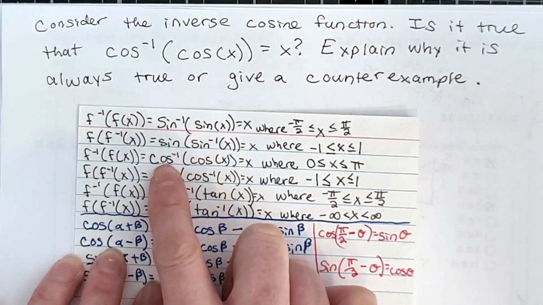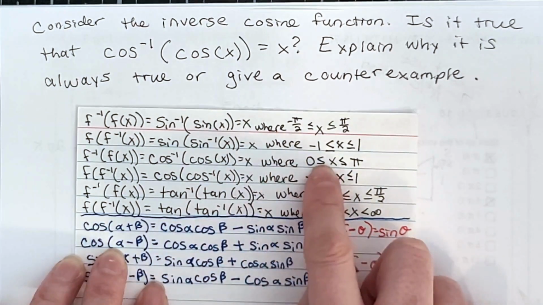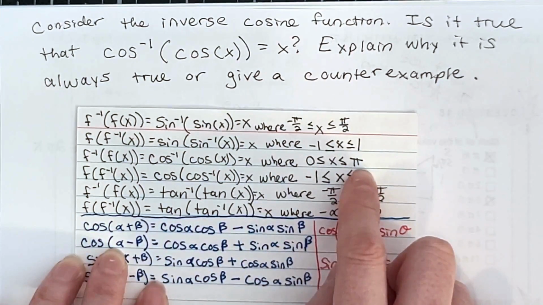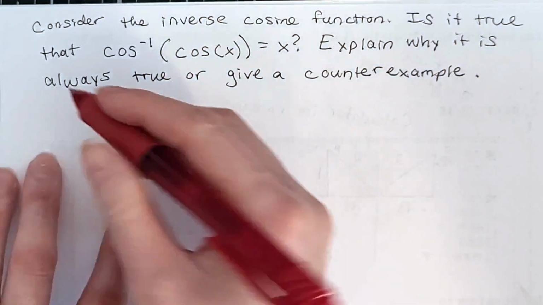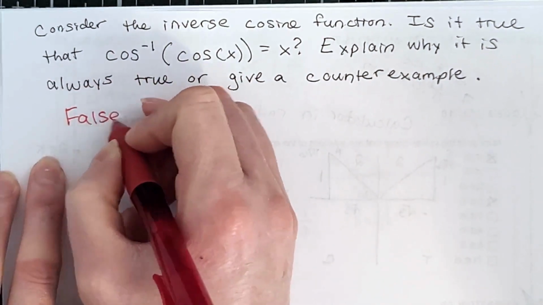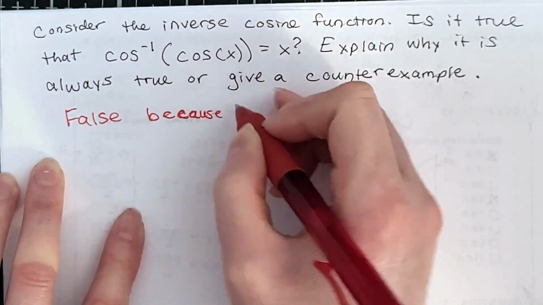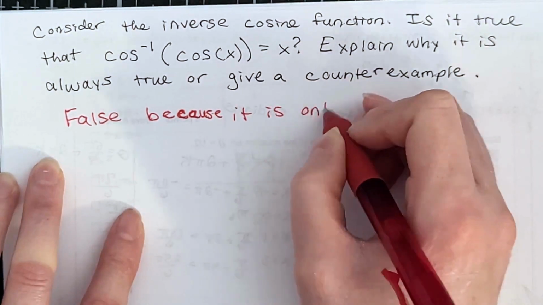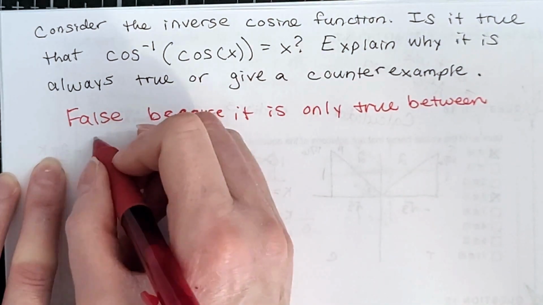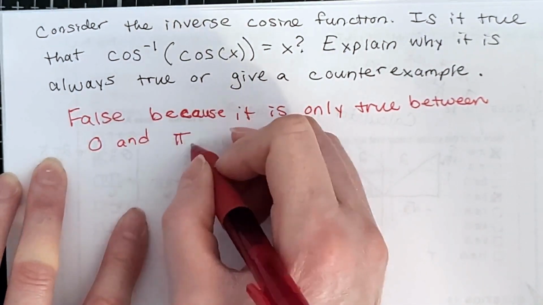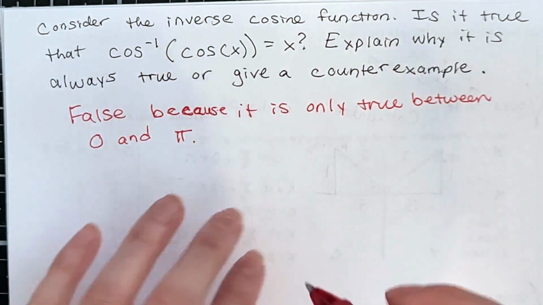So if I'm looking at cos inverse of cos of x equals x, that is true where we are between 0 and pi. Okay, and it could equal 0 and it can equal pi, but it has to be between there. So this is going to be false because it is only true between 0 and pi. And then you'll need to give a counterexample since this one was not always true.